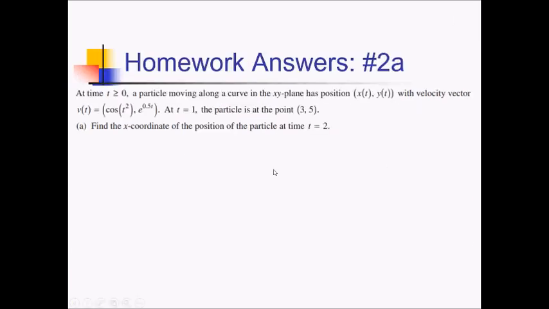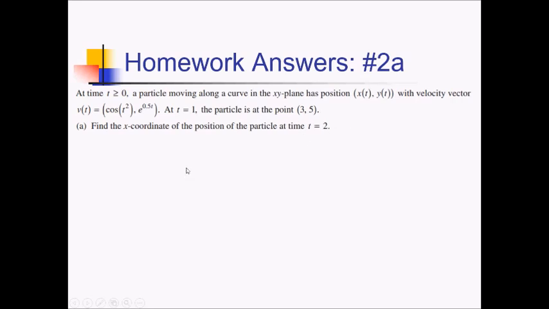For this calculator-based free response problem, we have a particle going along a curve in the xy plane. That's usually how it starts. Here's our position, x of t, y of t, and our velocity vector is given down here. At time 1, our particle's at 3, 5. For part A, we want the x-coordinate of the position of our particle at time 2.